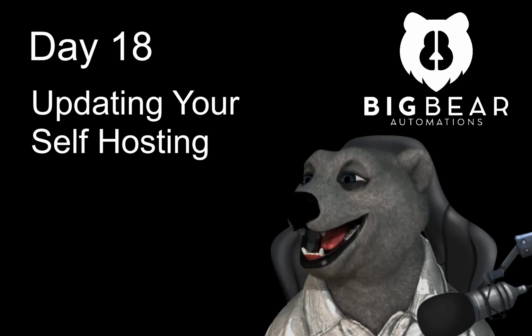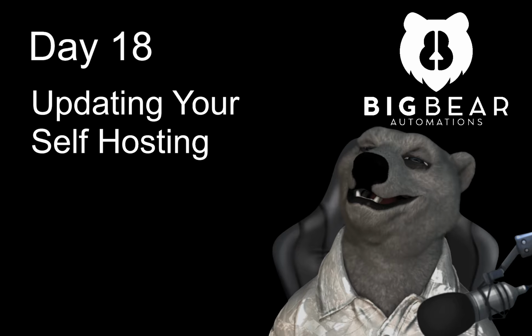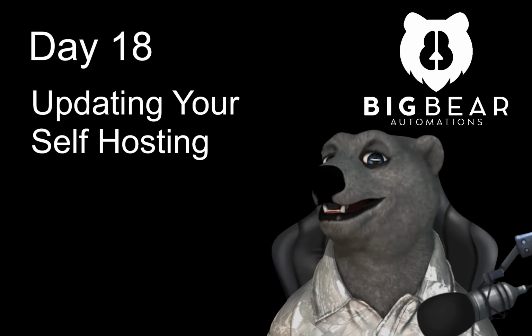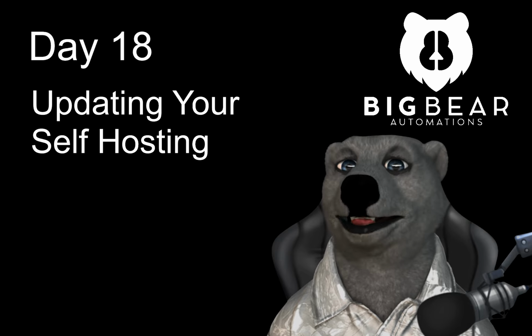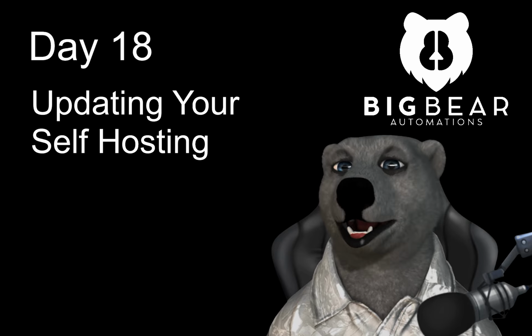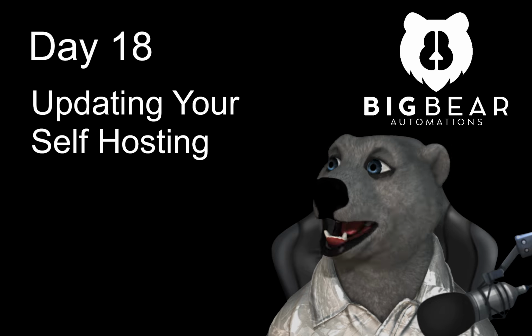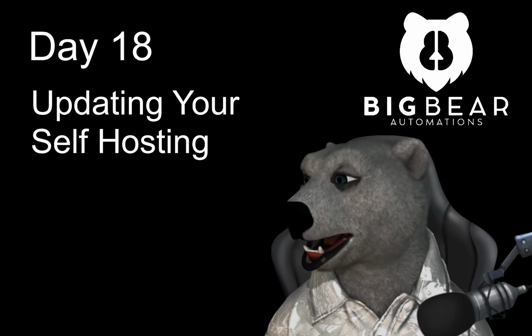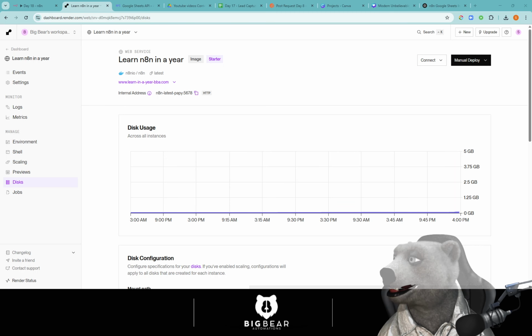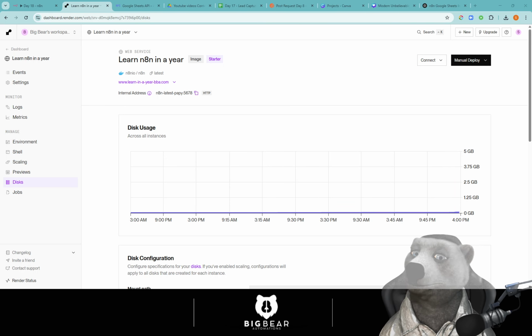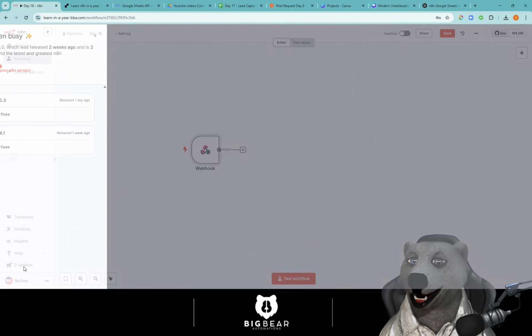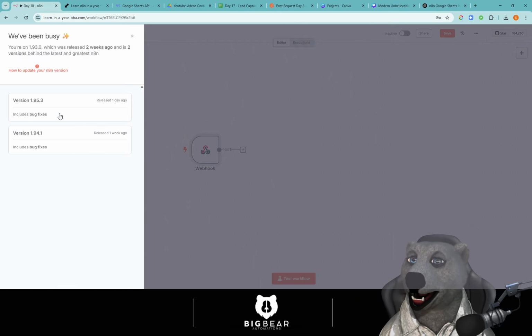We are on day 18 already of learning n8n in a year. This one's going to be quite a quick one and more of a quick how-to. A common question I get quite a bit is: I keep seeing this little update symbol on my self-hosted workflow on our self-hosted n8n. How do I update it?